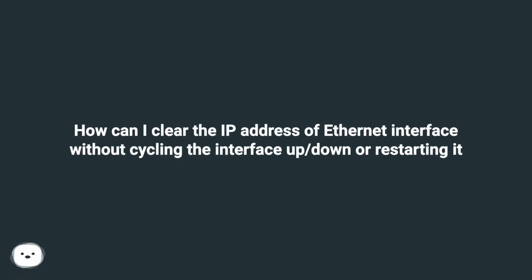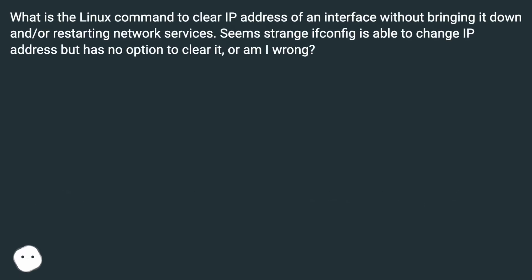How can I clear the IP address of an Ethernet interface without cycling the interface up, down, or restarting it? What is the Linux command to clear the IP address of an interface without bringing it down or restarting network services? Seems strange if ifconfig is able to change the IP address but has no option to clear it, or am I wrong?